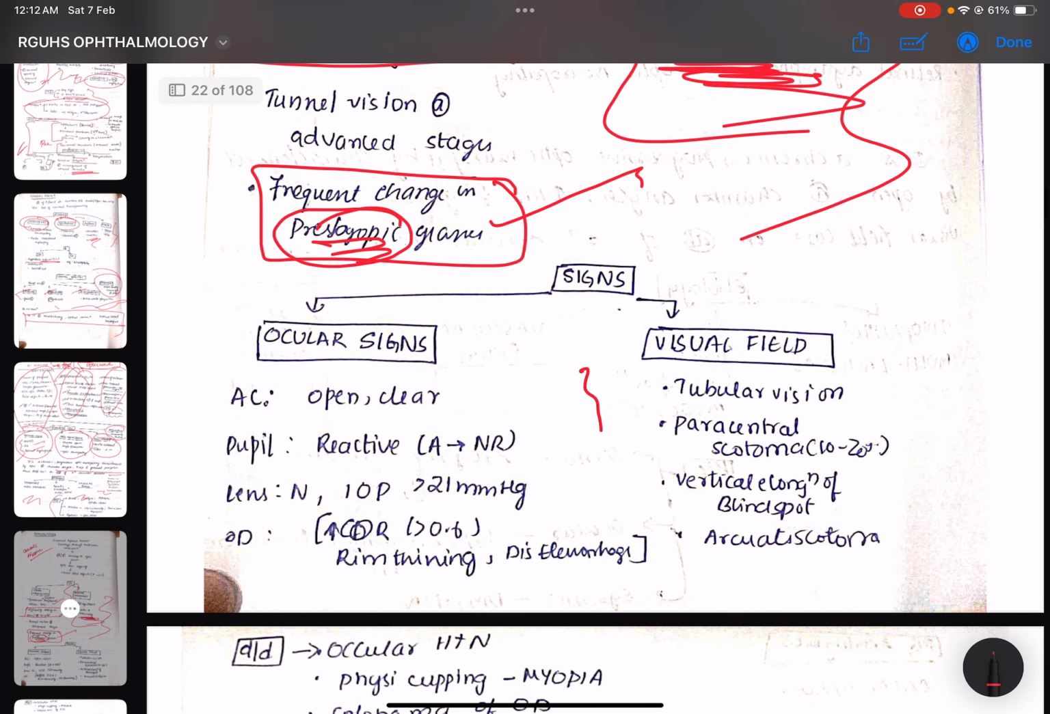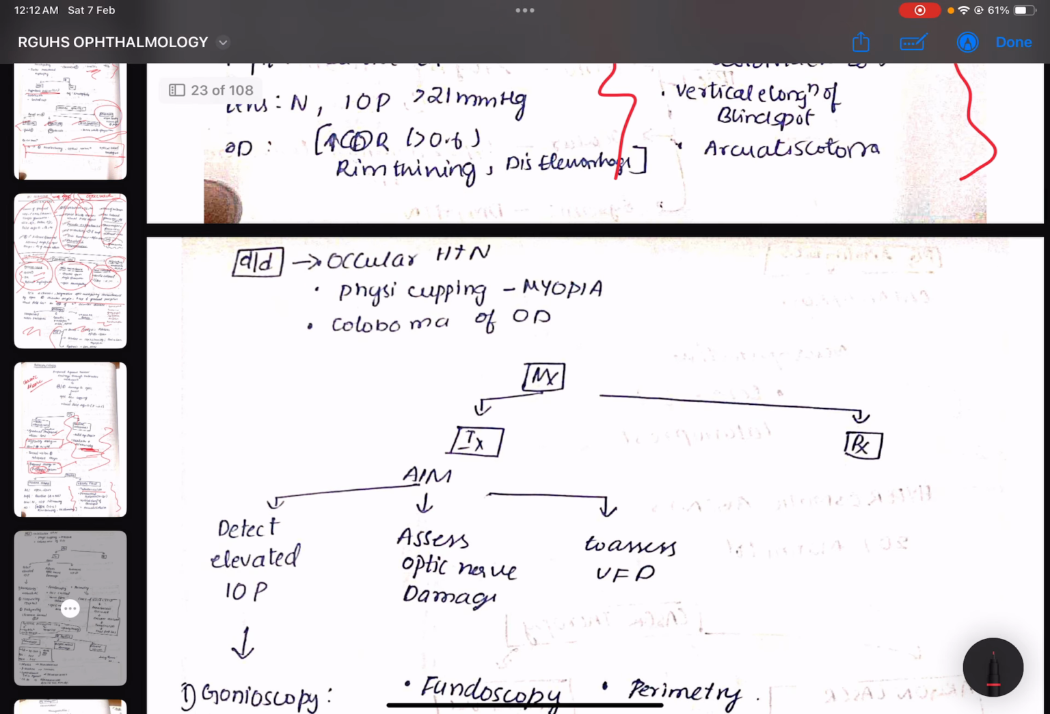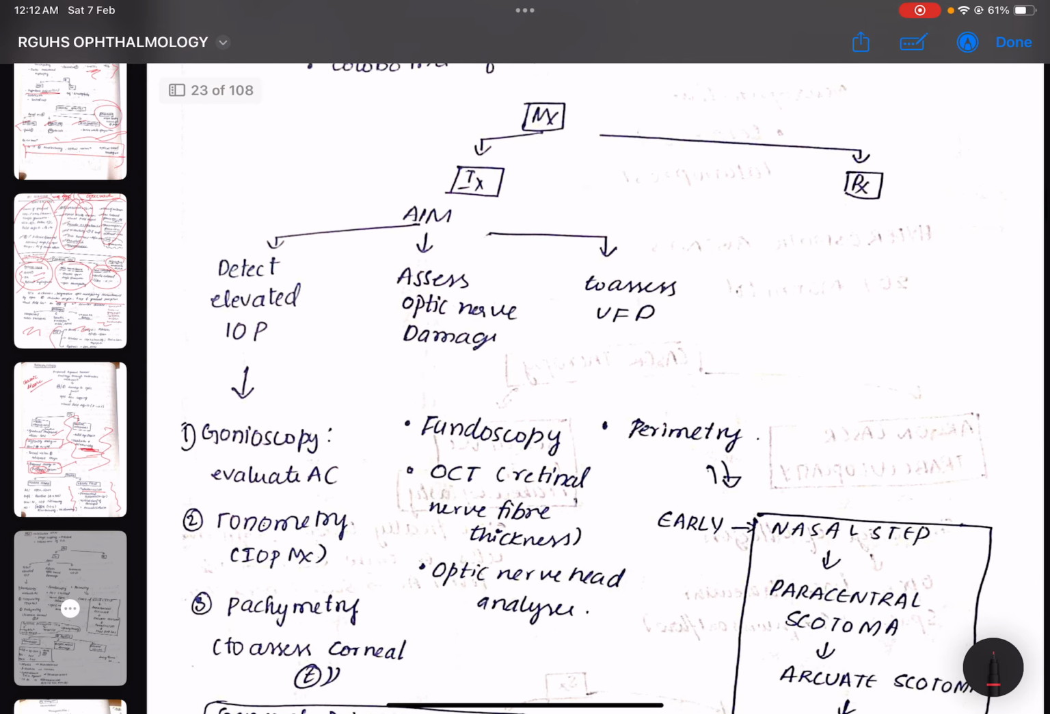Again, these are the signs. Okay. Again, tubular vision as a clinical feature only I have told you. Again, these are the differential diagnosis. Again, what is the major investigation here? That is to detect whether there is elevated IOP, for which you will do gonioscopy. Without doing gonioscopy, if you do tonometry first and then gonioscopy, obviously you get a false positive. So you have to write the investigations also accordingly.